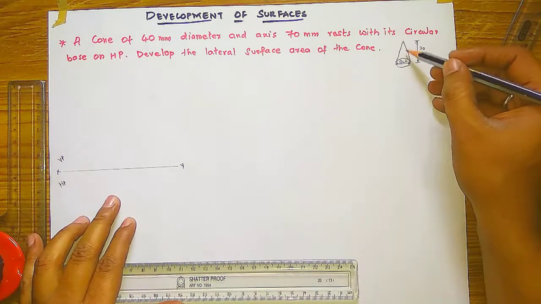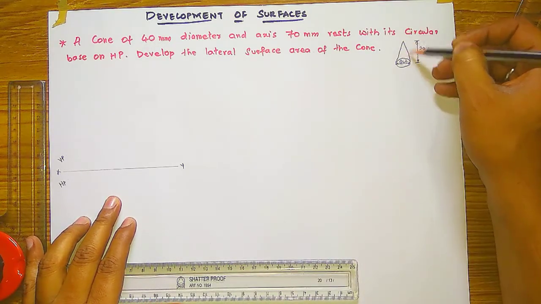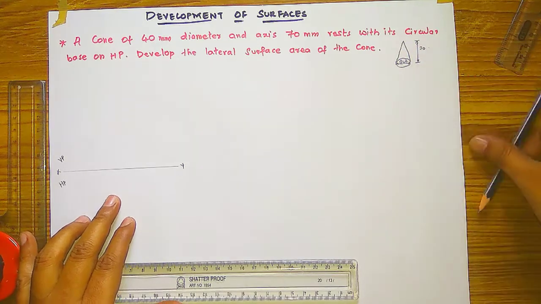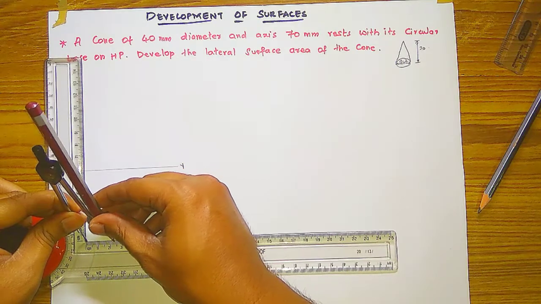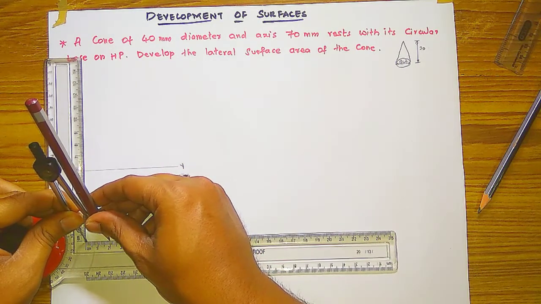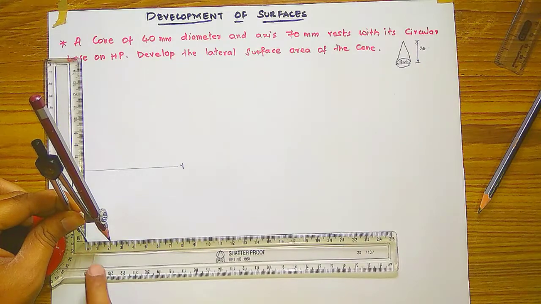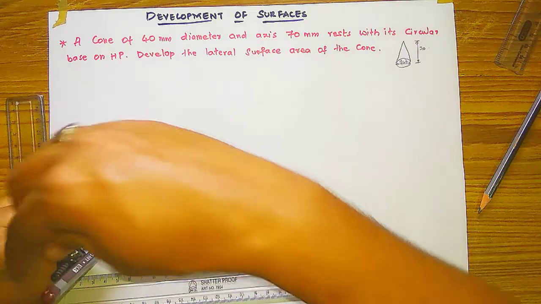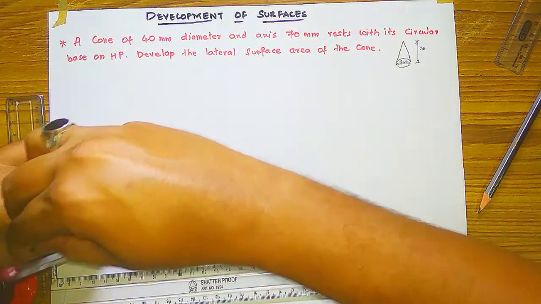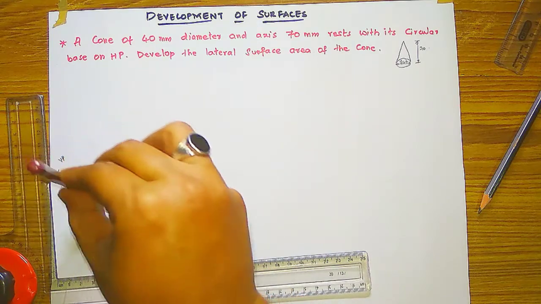So the top view of this cone, if you see this cone from the top, the cone looks like a circle of 40 mm. So you have to draw the top view circle of 40 mm. To draw the circle of 40 mm, you have to measure 20 mm on the divider and you will get a 40 mm circle. Like this.